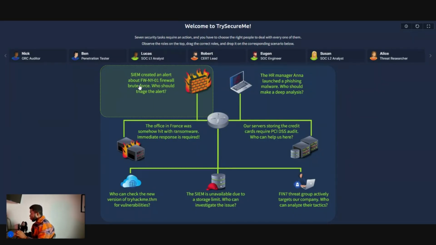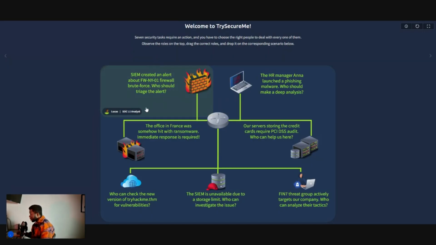This won't be very difficult because we've said already today that the major function of the SOC Level 1 analyst is to assess and evaluate an alert and sieve out the true positive from the false positive, and the process around assessing these two different positives is called triage. Now, that means that Lucas will be drawn into this space because this is his function.